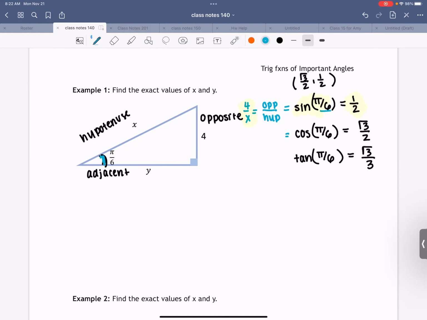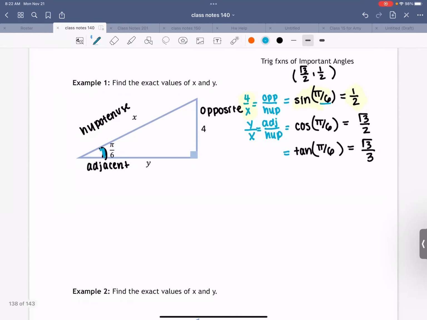I know that cosine is adjacent over hypotenuse. Okay, so I know the adjacent is y. I know the hypotenuse is x. And I know that tangent is, well, gosh, I'm very bad at SOHCAHTOA. I don't do it that way, but opposite over adjacent, right? So I know that tangent has to be 4 over y.